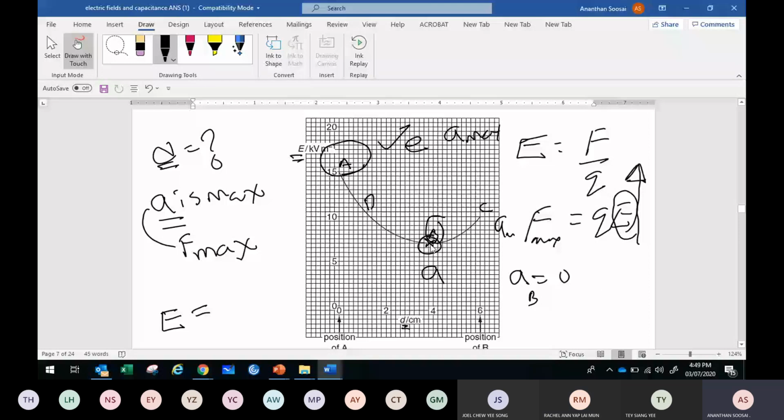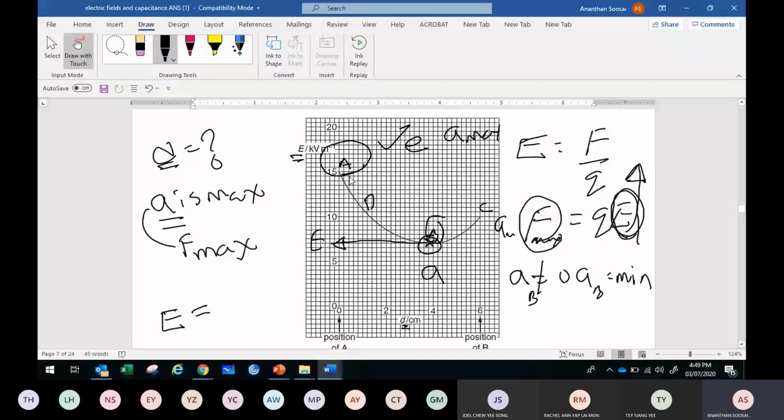At B, do you have electric field? You still have electric field, but the electric field is minimum. Because you still have electric field, therefore you still have force. Because the particle still has force, therefore it does accelerate. So the acceleration at B is not 0. The acceleration at B is a minimum value, minimum acceleration.